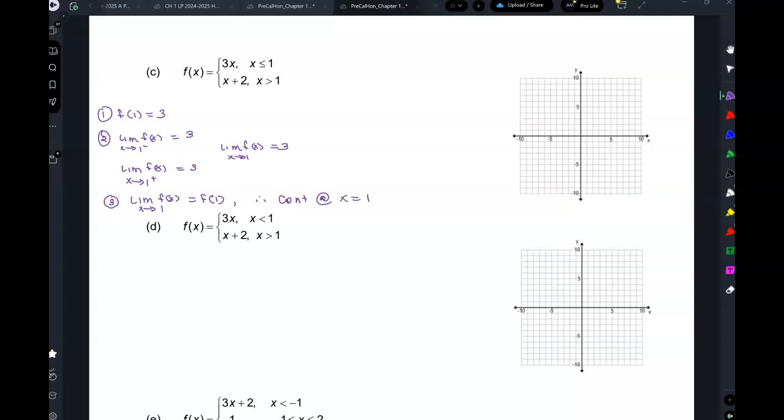Okay? So look at this one. You get 3, 3, closed circle, it's continuous, right? And if you graph it, it's like this.